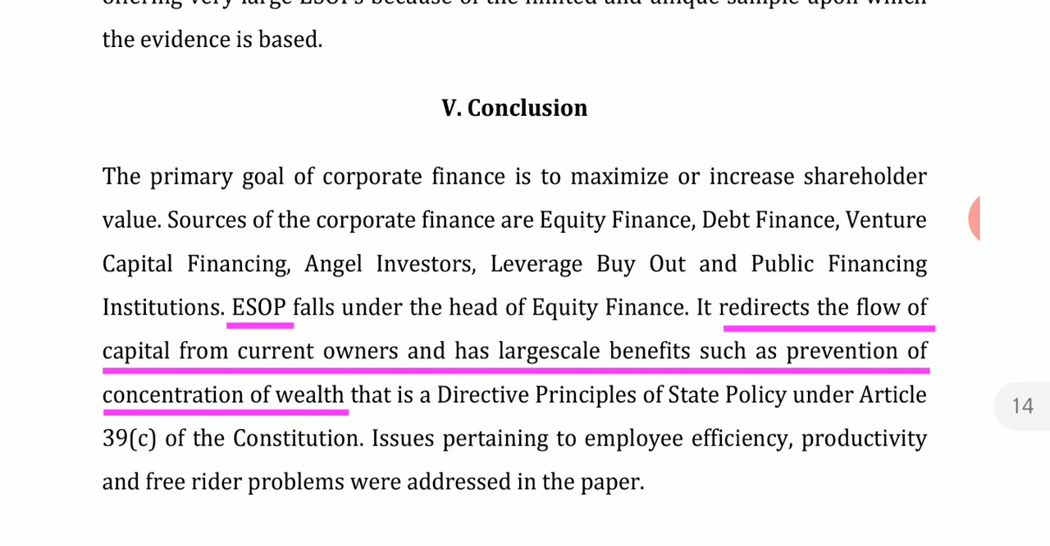So yeah, basically in this paper we have discussed the stock option schemes and the legislative intent that it redirects the flow of capital from current owners to the larger base and has large scale benefits such as prevention of concentration of wealth, which is also a directive principle even under the Indian Constitution under Article 39C. And then we have also in this paper seen issues around efficiency, productivity and free rider problems.